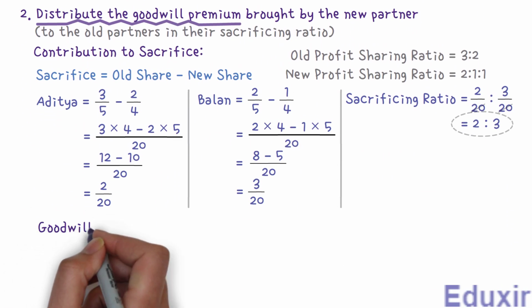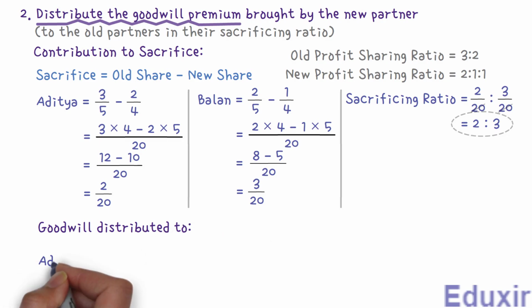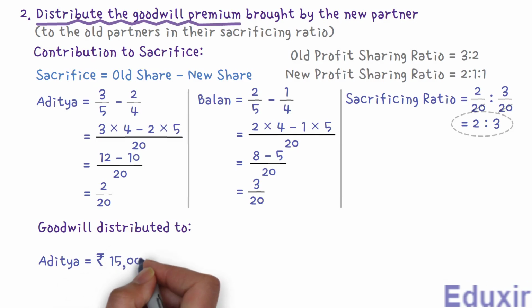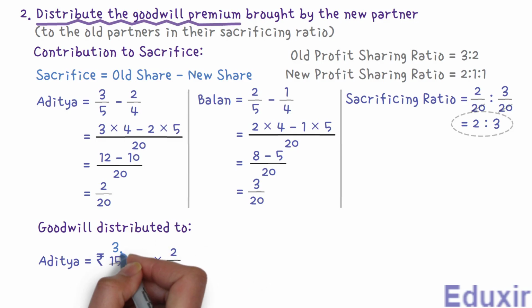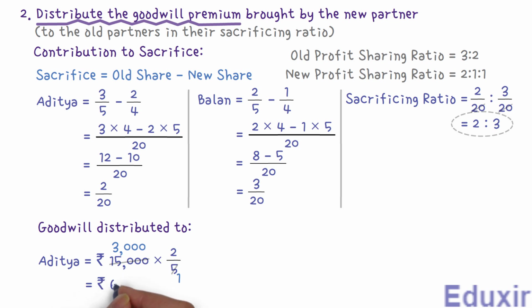So, the goodwill distributed to the old partner Aditya is equal to the goodwill premium agreed upon by the new partner Christopher, which is 15,000 rupees multiplied with the sacrifice share of the old partner Aditya, which is 2 upon 5. Cancelling with 5, 5 ones are, 5 3,000s are. Now, if we multiply the remaining 3,000 rupees and 2, we get 6,000 rupees. This is the share of the old partner Aditya in the goodwill premium brought by the new partner Christopher.